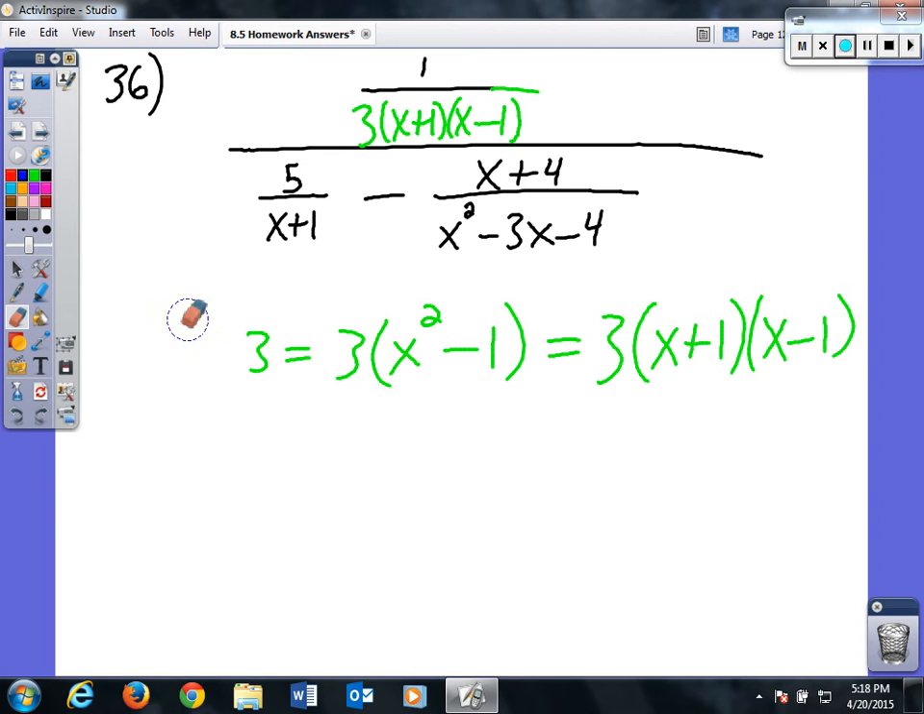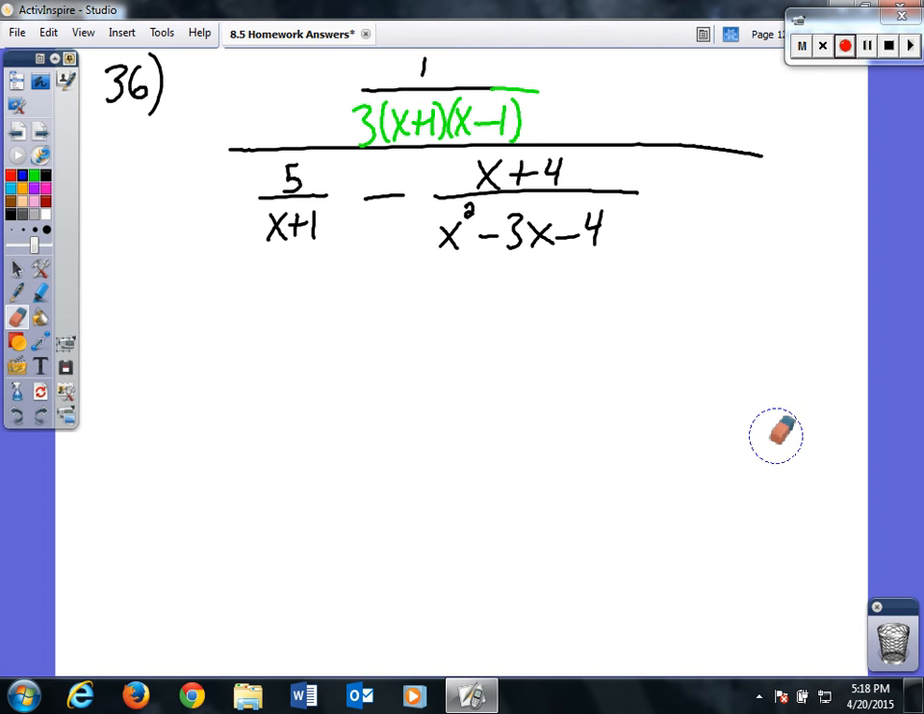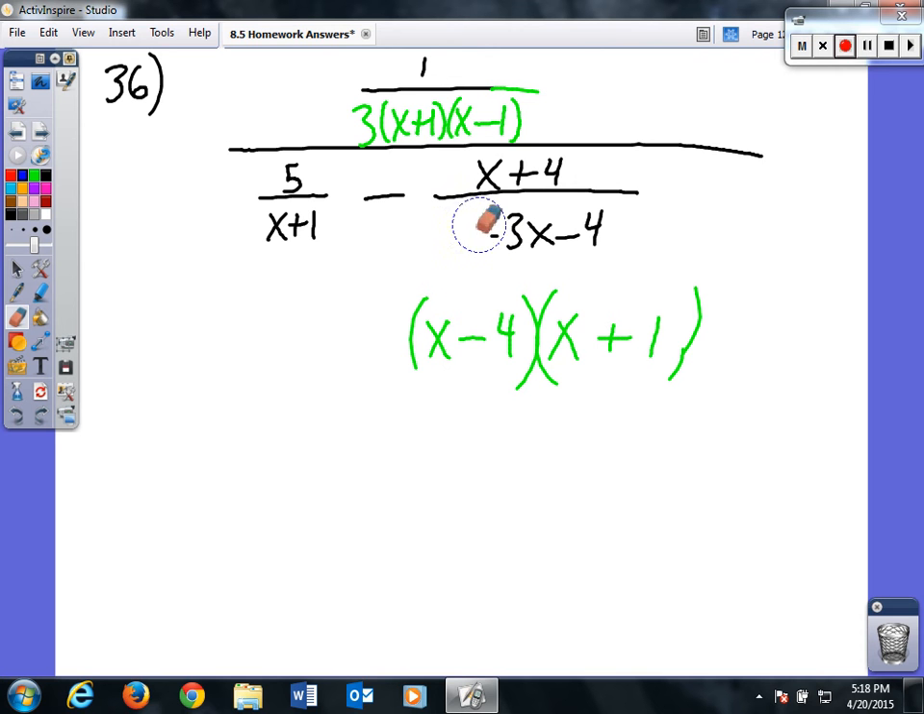On the bottom left, that is already as factored as it can be. It's a prime polynomial, can't be factored any farther. But on the bottom right, we can probably factor that. So this one's a simpler version of factoring. Don't need to use x factor or window factoring for this. We just need to look for two numbers that multiply to be -4 and add to be -3. So that's going to be -4 and +1. So I'm going to go ahead and replace the denominator with the factored form. X minus 4 and x plus 1.